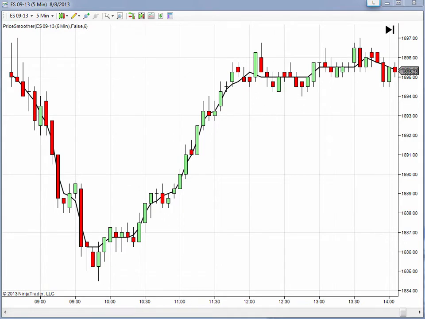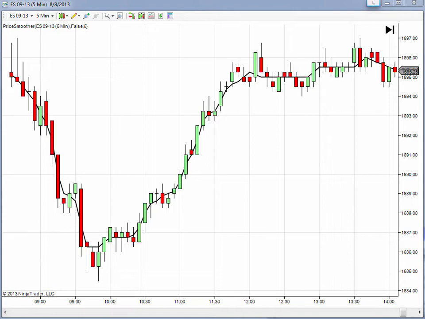And one of the things I want you to see here is that the PriceSmoother line, and this is using the closing prices, doesn't have any delay or lag in the indicator. It smooths out the price fluctuations, but overlays the basic line of price almost exactly. And so what it does is it really removes the noise.